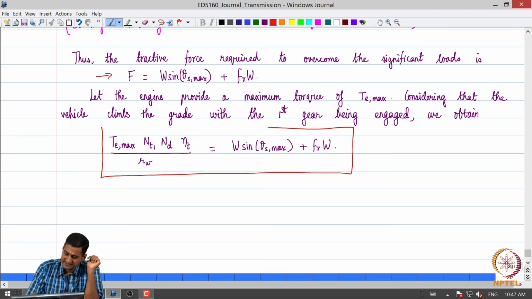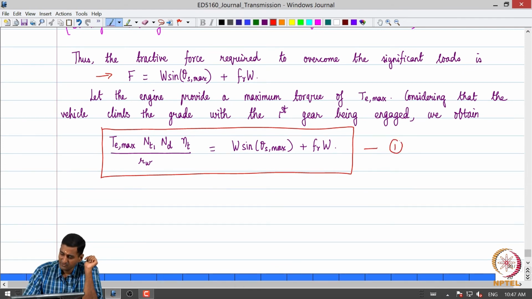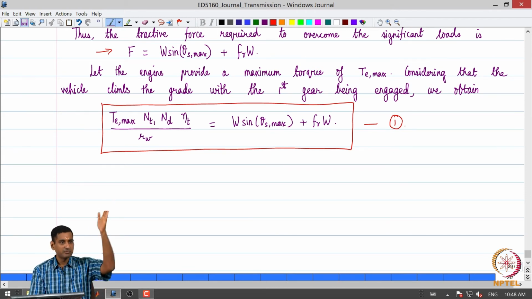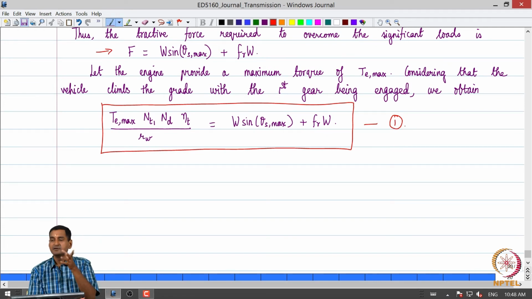So this is one equation that we have. Let us call this equation 1. We can see that we have matched what the powertrain would provide when engaged in the first gear and the engine is operated at its maximum torque point, to what is required by the vehicle when it is climbing on a grade. This is the expectation, that is how we are matching both the things.